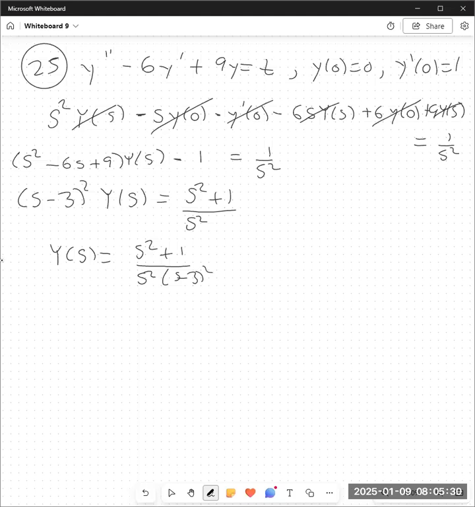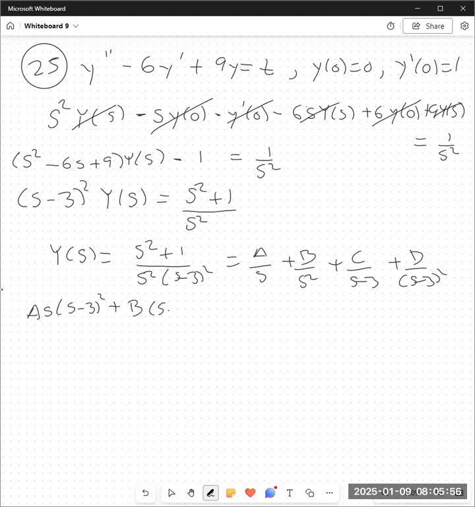And so this is going to be a over s plus b over s squared plus c over s minus 3 plus d over s minus 3 squared. And so this is a times s minus 3 squared plus b times s minus 3 squared plus cs squared times s minus 3 plus ds squared is equal to s squared plus 1.